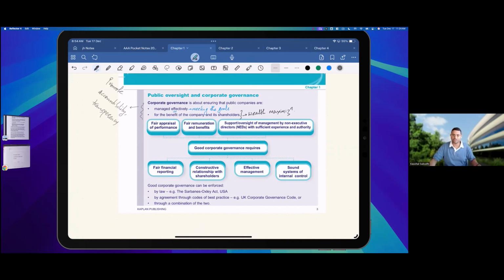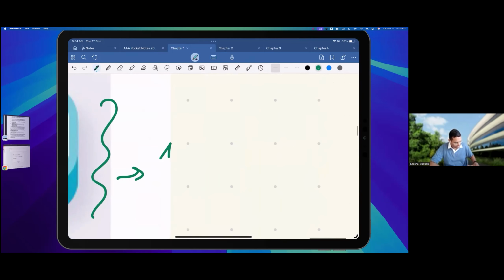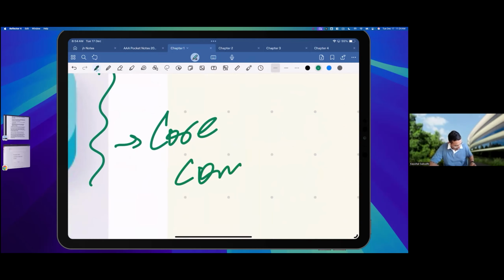So what are these, by the way? These are the core components. What are the core components of corporate governance? Let me just write it down for you. These are what? These are the core components of corporate governance.